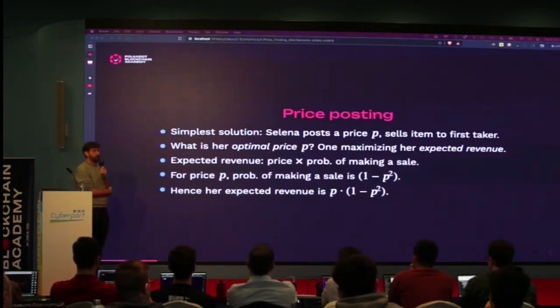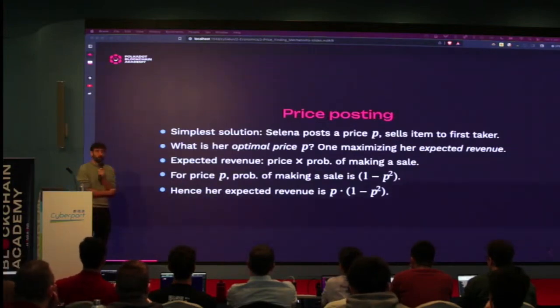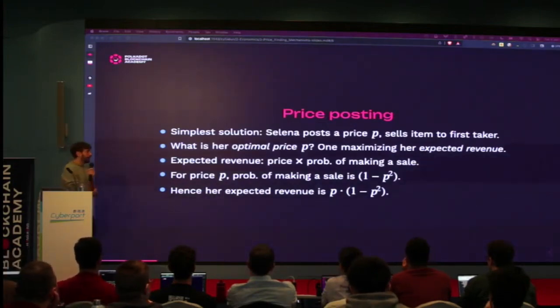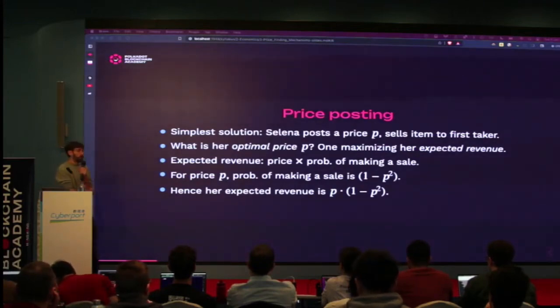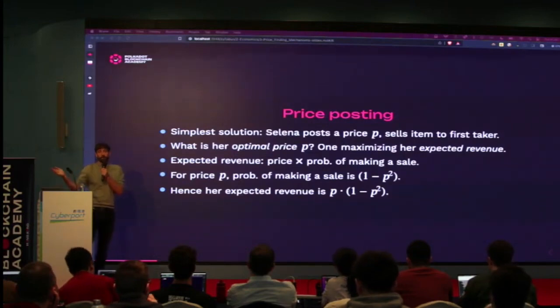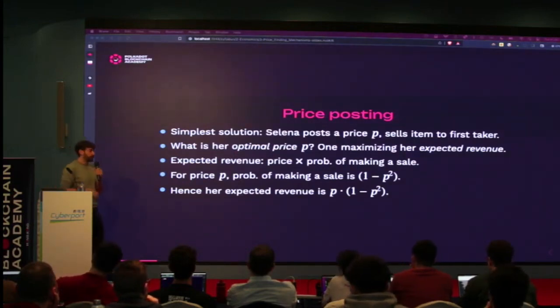And since we make this nice assumption about the distribution of values, we actually know the probability of making a sale. It's 1 minus p squared. I'm not going to prove that to you. I will upload the speaker notes after the module with all the proofs, if you're interested.